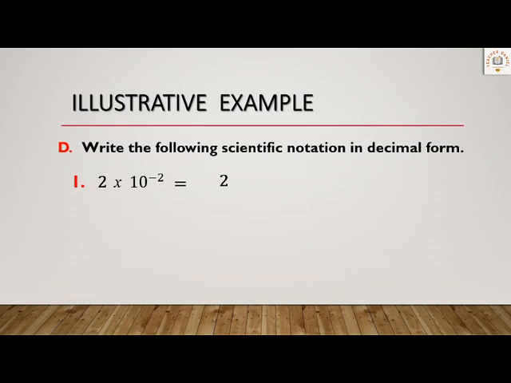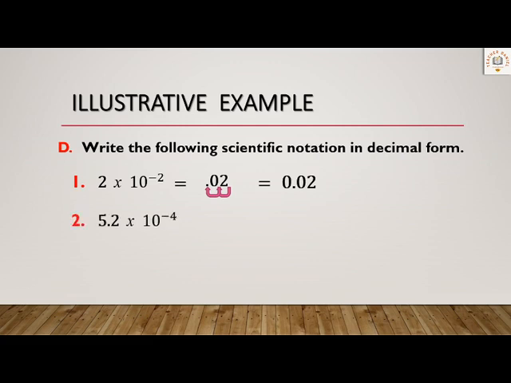So therefore, ang movement ng decimal point ay papunta sa kaliwa. So ang decimal point ng 2 ay nandito sa lower right. So move na natin yung decimal point ng 2 dalawang beses papunta sa kaliwa. So we have 1, add 0, 2, or 2 na yun, no? So we have 0.02. That is our answer. So nag-move tayo ng dalawang beses ng ating decimal point papunta sa kaliwa. So the answer is 0.02.